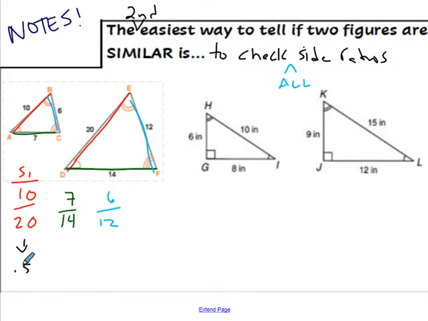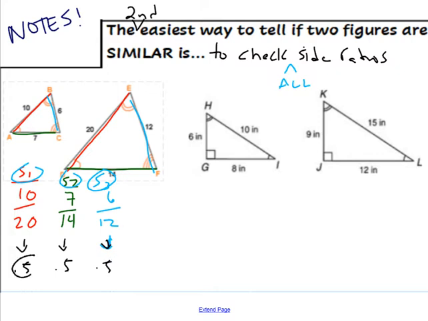Okay, since all the ratios are the same, we can claim that triangle ABC is similar to triangle DEF just by checking side ratios, just the 3 sides. In other words, side, side, side. In example 2, we're going to see much the same.